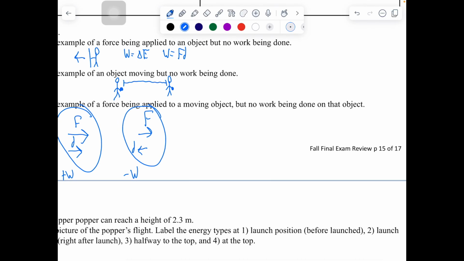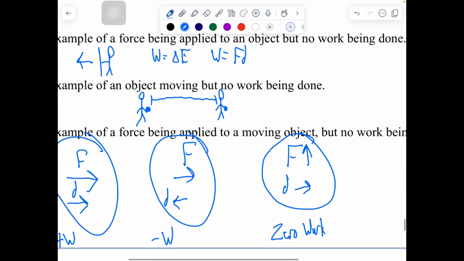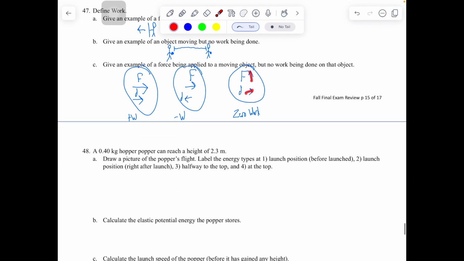Or if you have a force that is perpendicular to the direction the object is moving, this does 0 work. So just like the example, if you pick something up, you're applying a force up on the object as you move to the right. The distance is to the right. The force you apply is up. These are perpendicular. It does no work.